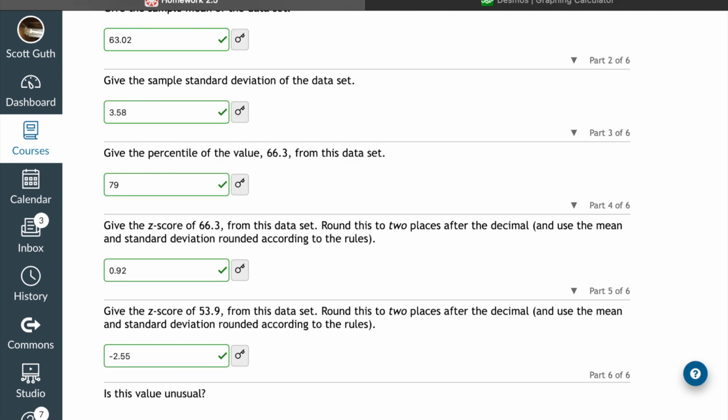Like that. This is more than 2 standard deviations below the mean. Remember, the z-score tells you how many standard deviations you are from the average, the mean. So it's 2.5 standard deviations below the mean. Anything more than 2 standard deviations is unusual. So yes, this value is unusual.